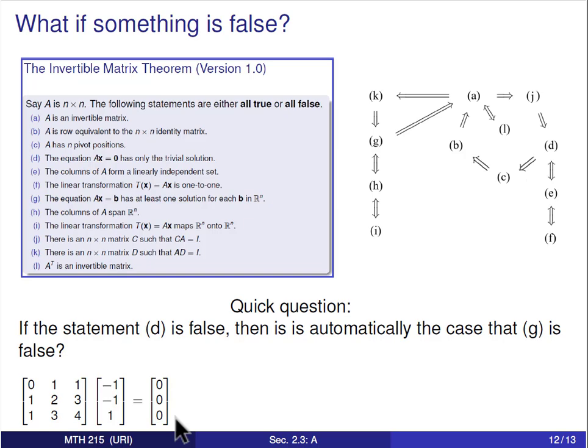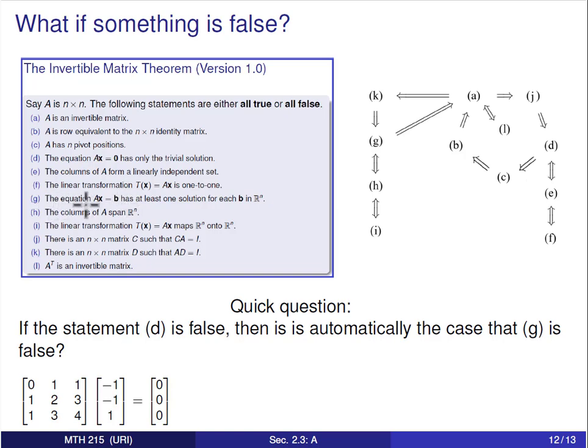Okay, so then what does that mean? Well, our invertible matrix theorem said these statements are all true or all false. If I know in the specific example that D is false, then is it automatically the case that G is false? Well, it should be. If D is false and these are all true or all false, we can say that G is false as well.